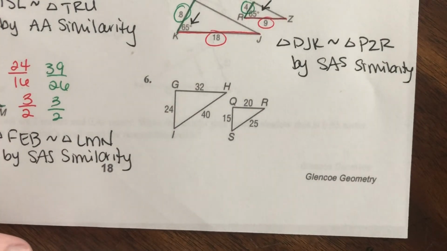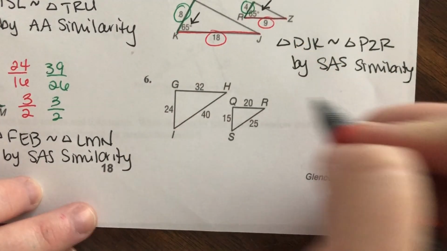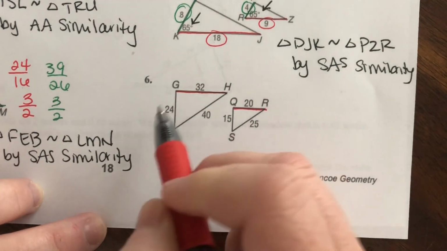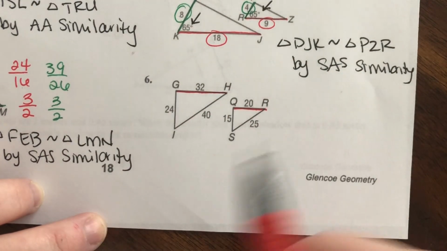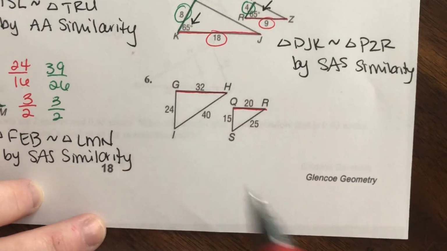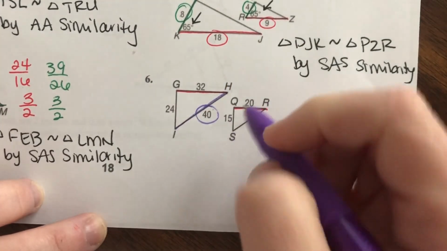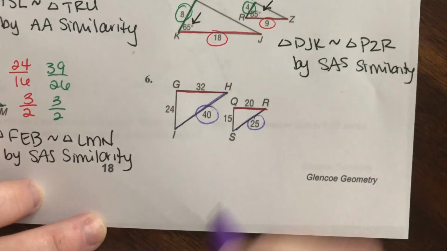Okay, and then lastly, number 6, it looks like it gives us all 3 sides. So as long as we know that all 3 sides are proportional, then we know that these 2 triangles are similar. So out of the 3 sides, I'm going to start with the longest side. So I got 24, 32, and 40. The longest side here is, I'll do in purple, is 40. And 15, 20, and 25, the longest side is 25.